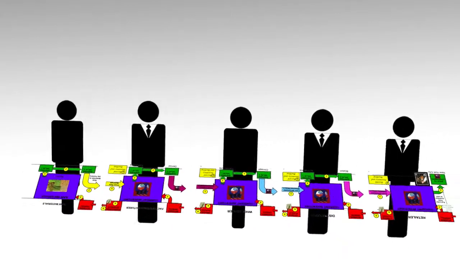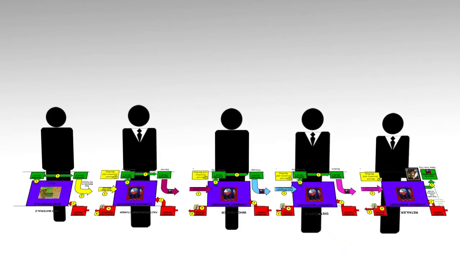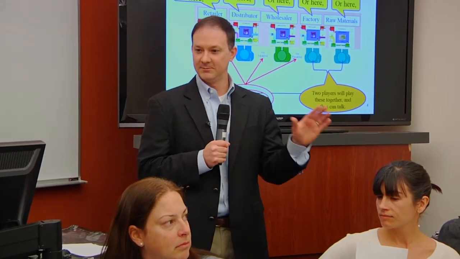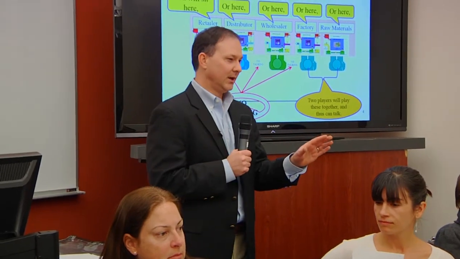And as you guys saw, you guys are sitting here and no talking. So no talking between members of the supply chain except for the factory and raw materials. You guys get to play together. You're the only ones. You can whisper to each other, but it's very important that you're not sharing information. It's also very important, although you're sitting right next to each other, don't look over and try to watch what your other supply chain members are doing.